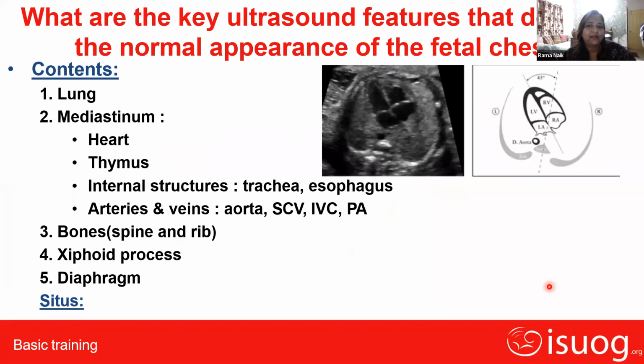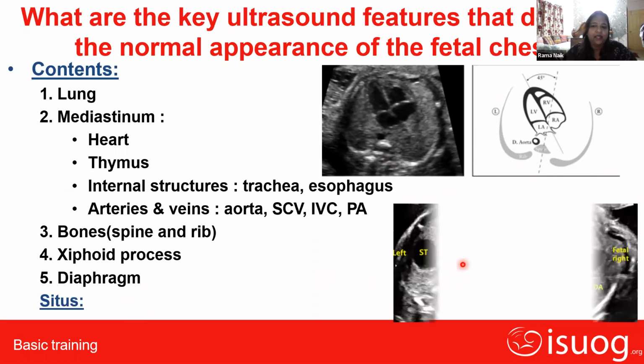Now, what structures do we normally see in the chest? First are the lungs and mediastinum. In the mediastinum, we have the heart, thorax, and structures like the trachea, esophagus, and vessels like the aorta, superior vena cava, inferior vena cava, and pulmonary artery. In bones, we can see the spine at the back and the ribs at the side. Anteriorly, the xiphoid process is there, and in the sagittal view, we can see the diaphragm. Diaphragm, I think I have already shown you.